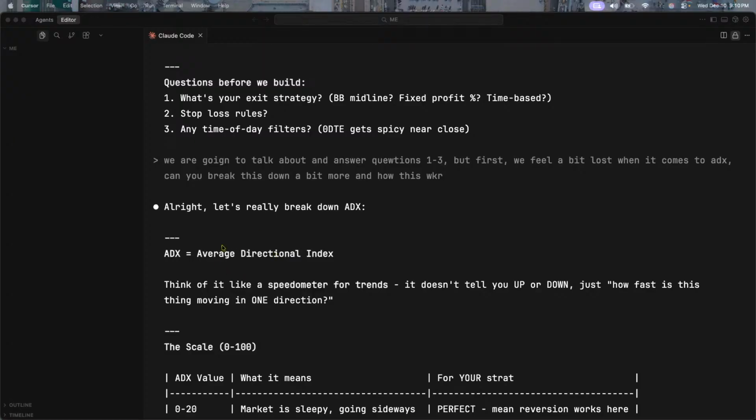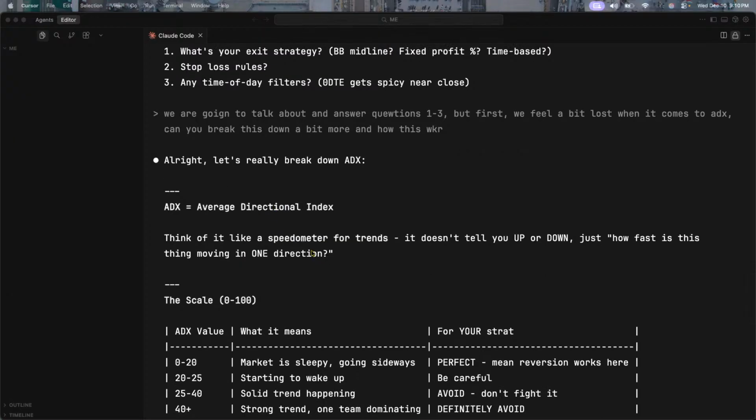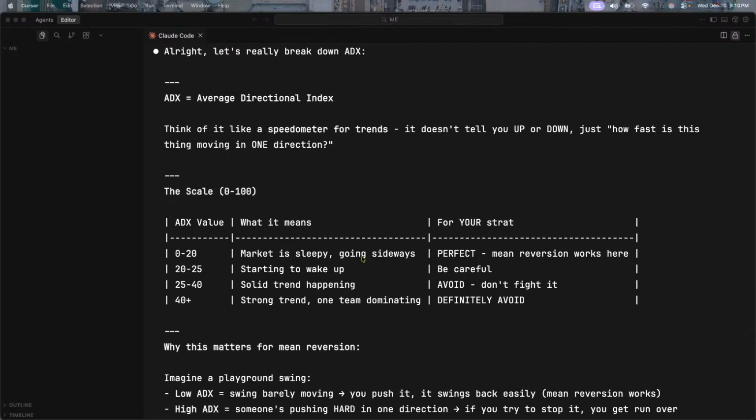So ADX is the average directional index. Think of it like a speedometer for trends. It doesn't tell you up or down. It just tells us how fast the thing is moving in one direction. So the scale is between 0 and 100. ADX between 0 and 20, the market is sleepy, going sideways. This is perfect for mean reversion. This is where we're going to be living, right?